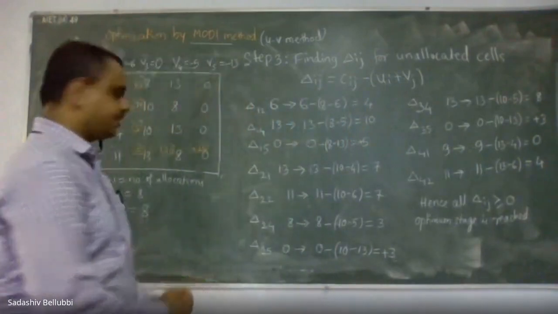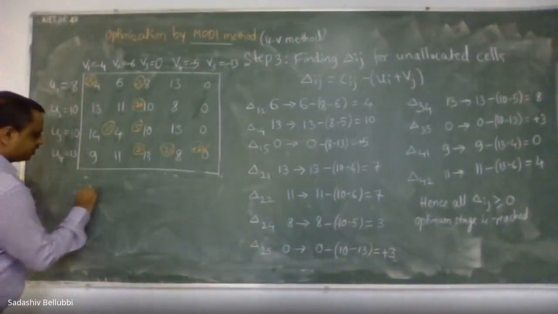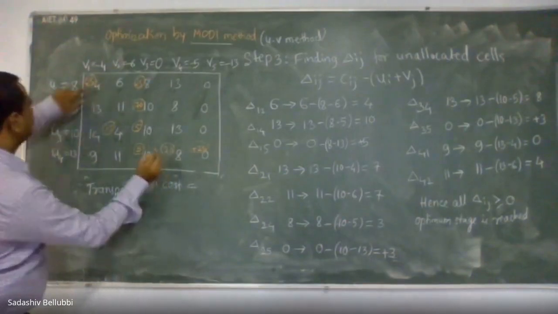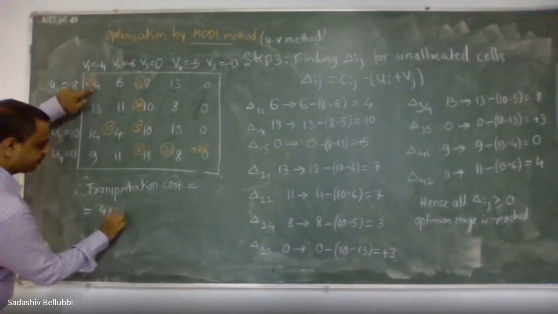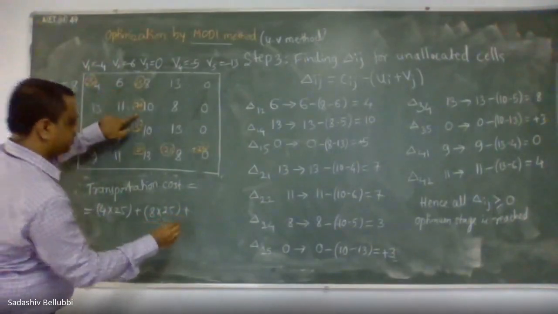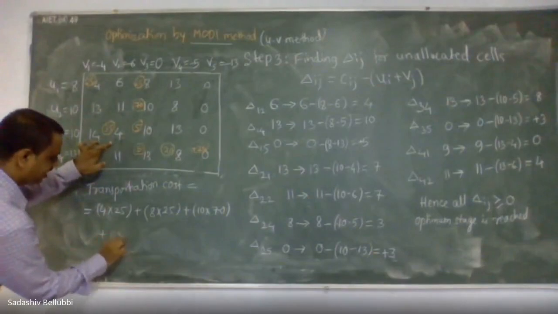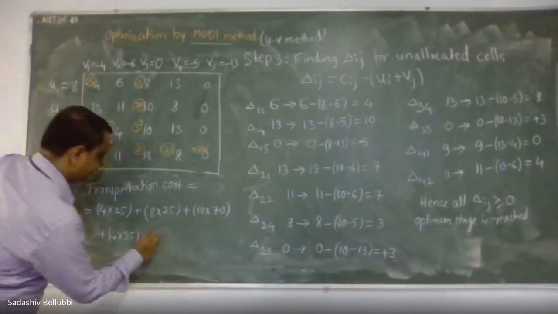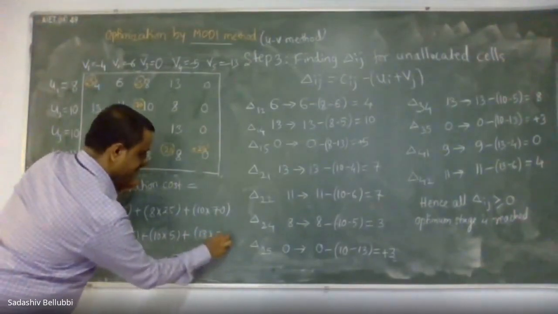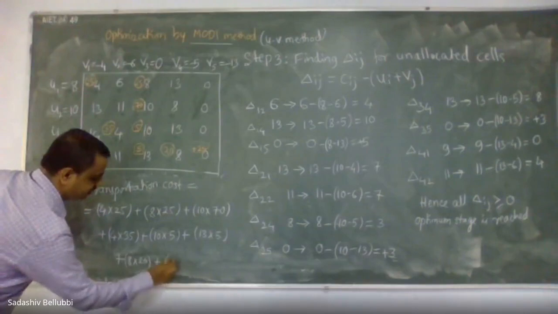So now, the transportation cost will be equal to 4 into 25, plus 8 into 25, plus 10 into 70, plus 4 into 35, 10 into 5, 13 into 5, plus 8 into 20. The last one is 0, but just write it.